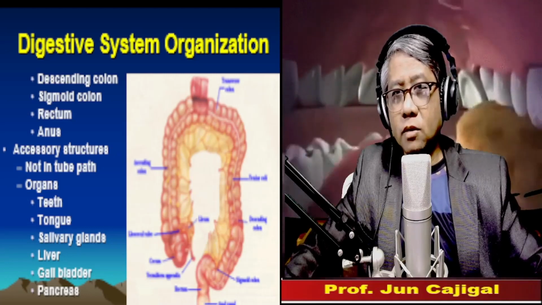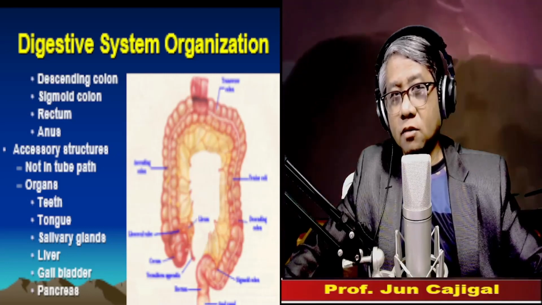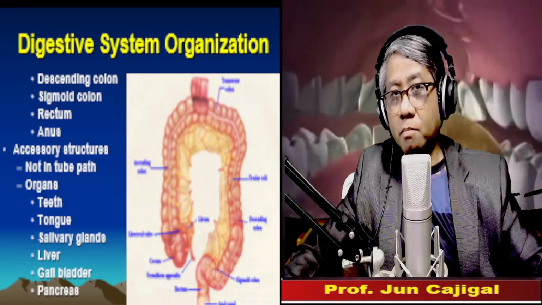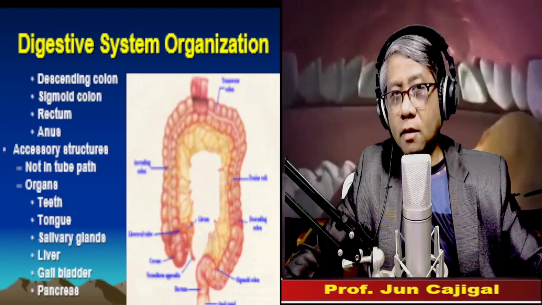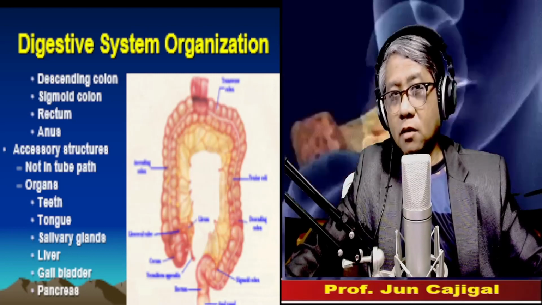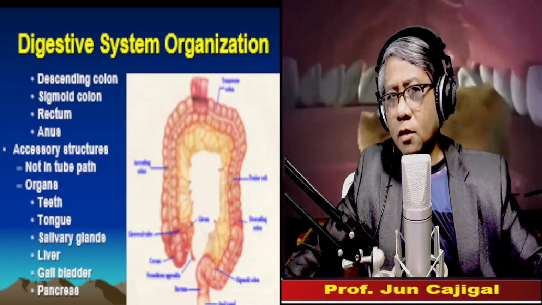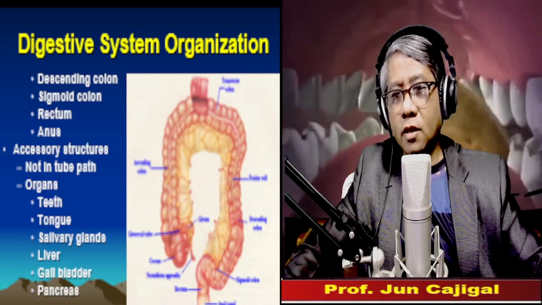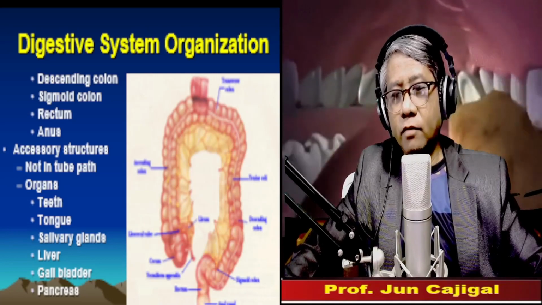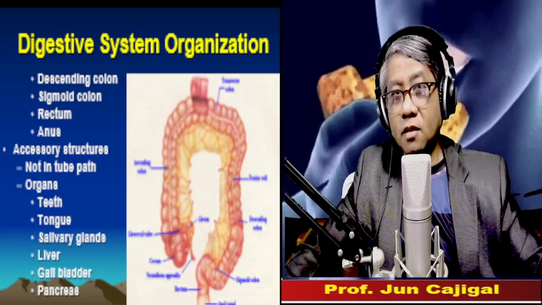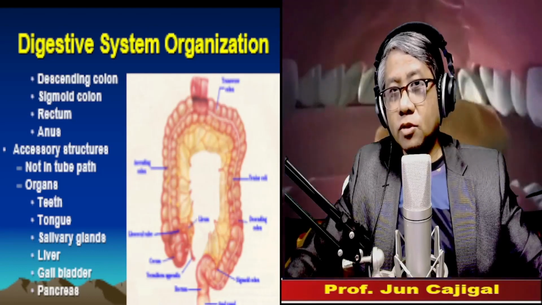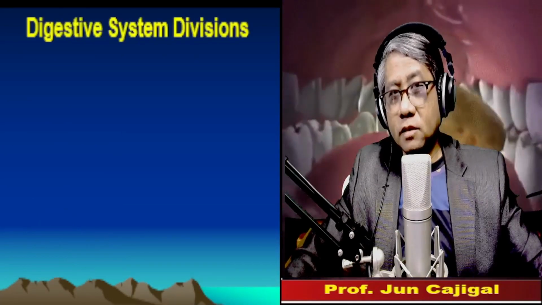Then we have also the so-called accessory structures. These accessory structures are not really part of the alimentary canal, but they perform important roles in the digestion of food. So we have the following, such as the teeth, the tongue, the salivary glands, the liver, gallbladder, and the pancreas. So those are the main divisions of the digestive system.